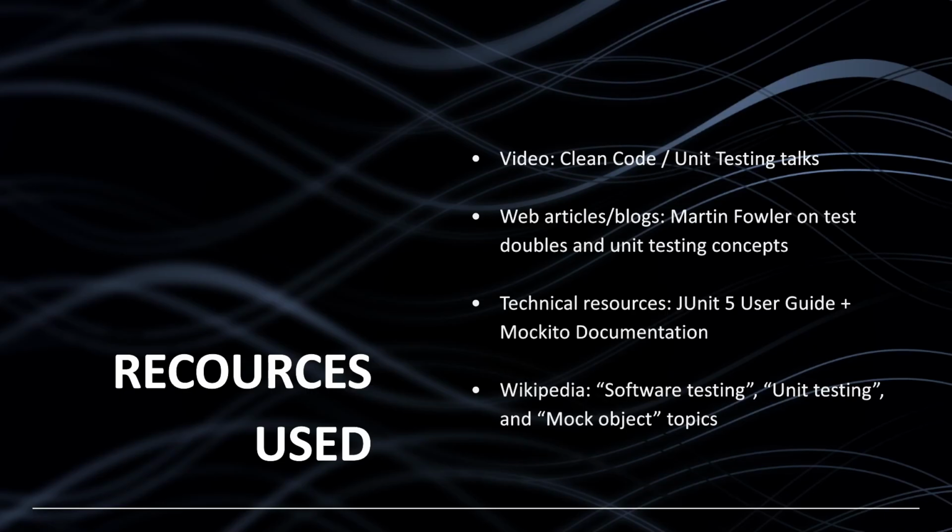So finally, this slide summarizes the types of resources used for this project. I use video resources for high-level explanations and best practices. I use some web articles and blogs, including Martin Fowler, to understand testing vocabulary like test doubles and how unit tests fit into software design. I use technical documentation from JUnit 5 and Mockito to make sure the definitions match the real frameworks. And I reference Wikipedia topics like software testing, unit testing, and mock objects for baseline definitions and terminology.